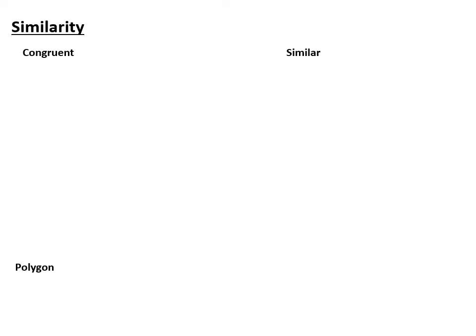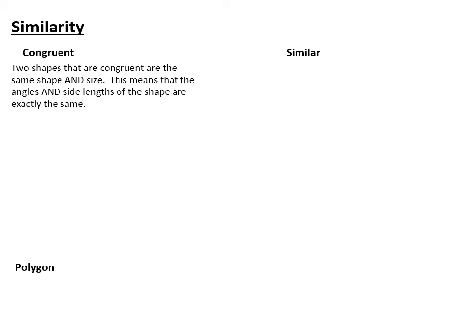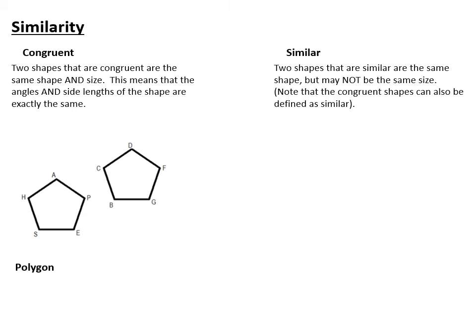Congruent, similar, and polygon. Congruent: two shapes that are congruent are the same shape and size. This means that the angles and side lengths of the shapes are exactly the same, as we have in these two congruent polygons. Similar: two shapes that are similar are the same shape but may not be the same size. Note that congruent shapes can also be defined as similar with a scale factor of 1.